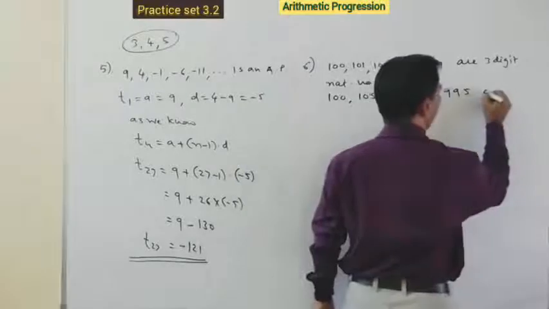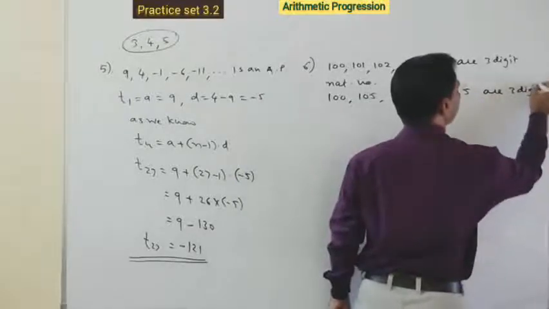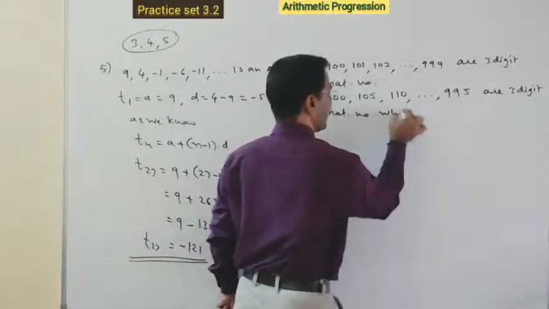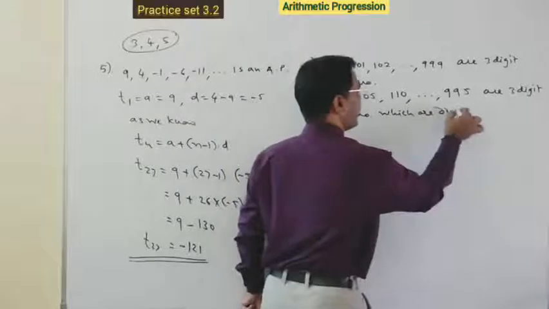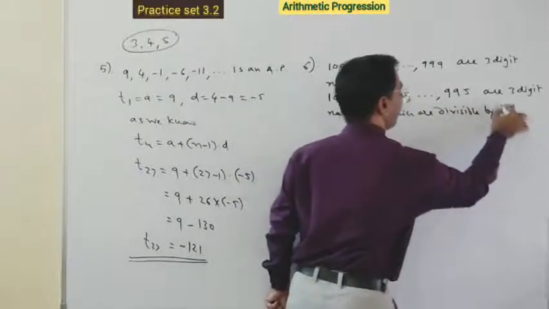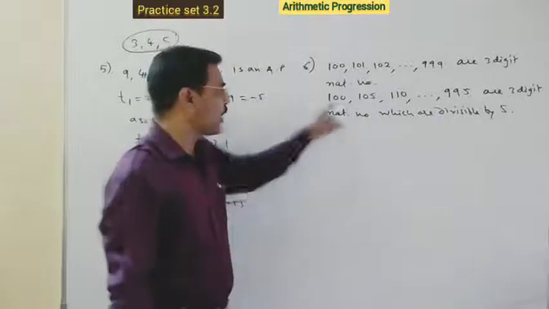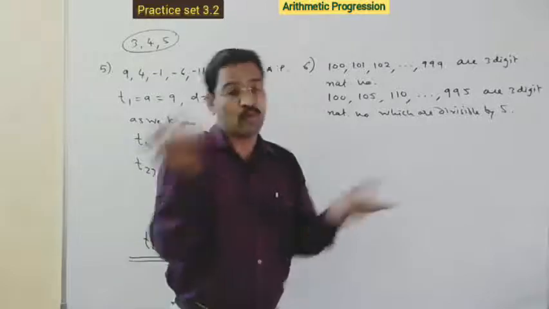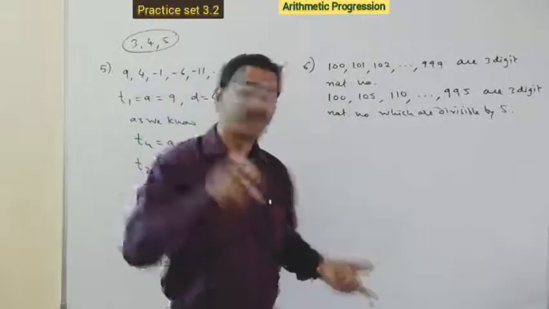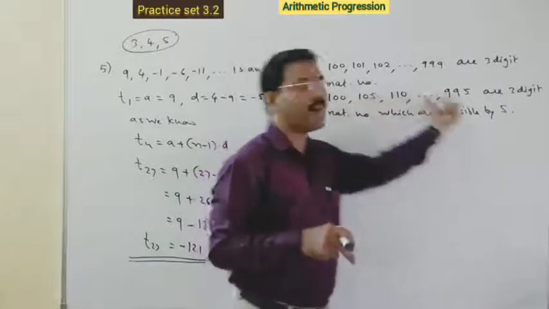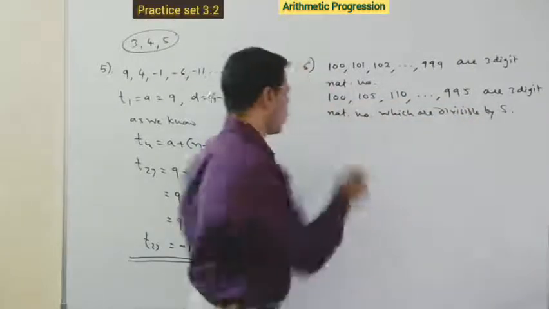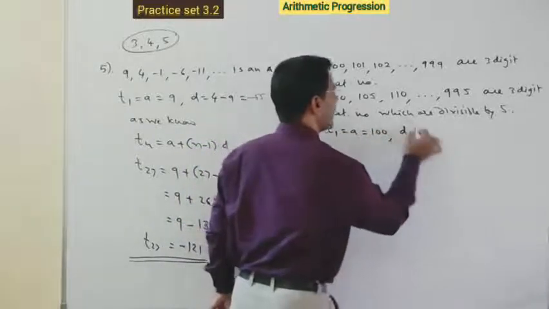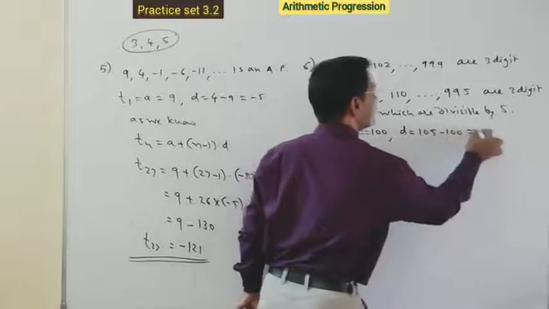Okay, so look here, 3-digit natural numbers which are divisible by 5. First of all, it must be an arithmetic progression. Whenever numbers are divisible by some term, obviously the common difference is that same term. Now here the common difference is 5, 5, 5. So it is an AP. Here T1, which is a, is 100. Common difference d is 105 minus 100, which is 5.